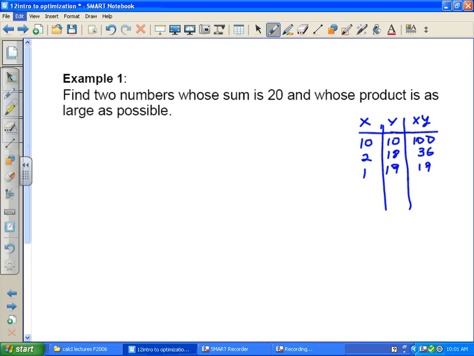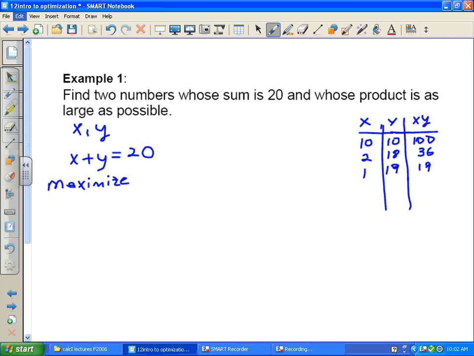So you want two numbers. Let's call the numbers x and y. The sum should be 20. So x plus y must be equal to 20. The product should be as large as possible. So we want to maximize, and I suggest that you write this in every question. Write down specifically what it is you're trying to maximize or minimize.